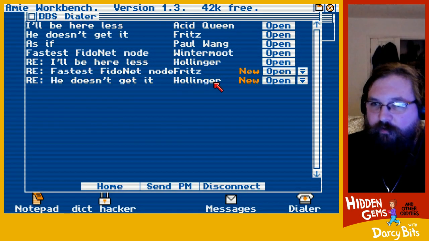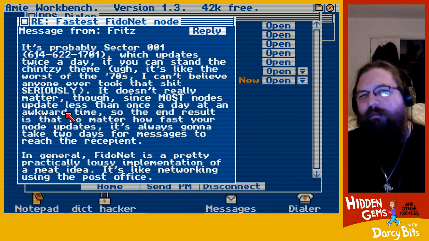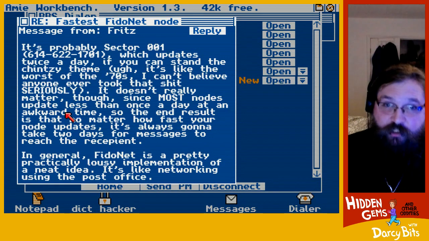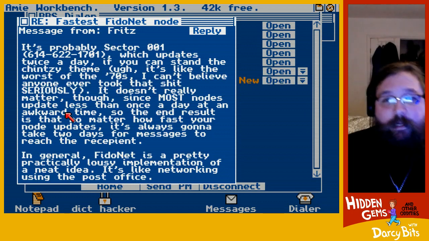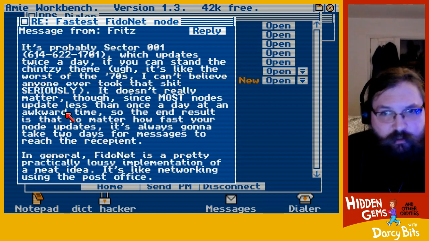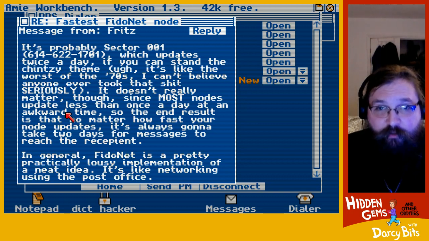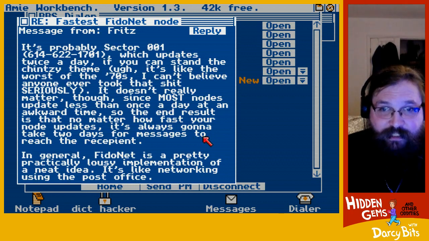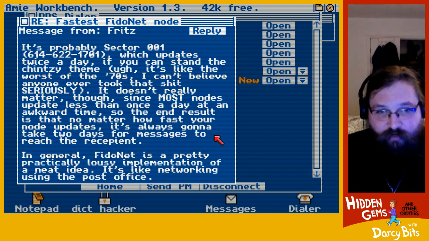Fastest FidoNet node, Fritz. It's probably Sector 001, 614-622-1701, which updates twice a day, if you can stand the chintzy theme. It's like the worst of the 70s. I can't believe anyone ever took that shit seriously. It doesn't really matter though, since most nodes update less than once a day at an awkward time, so the end result is that no matter how fast your node updates, it's always going to take 2 days for messages to reach the recipient. In general, FidoNet is a pretty practically lousy implementation of a neat idea. It's like networking using the post office. Interesting.